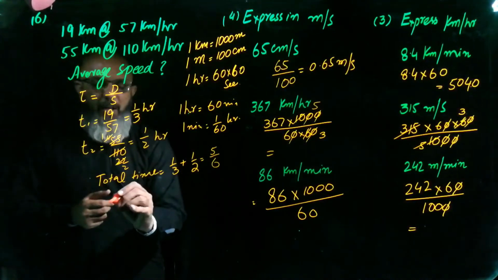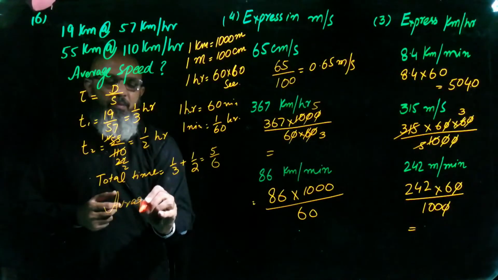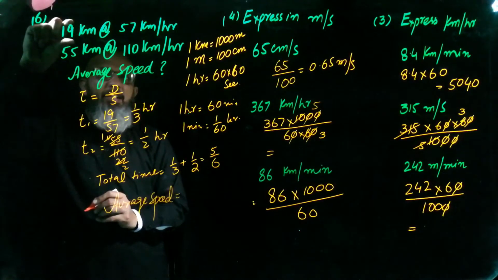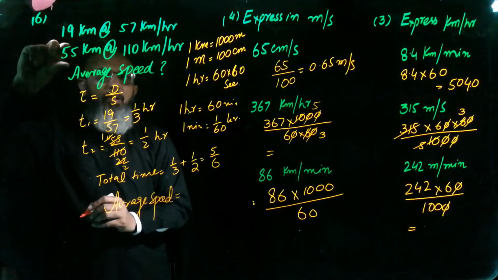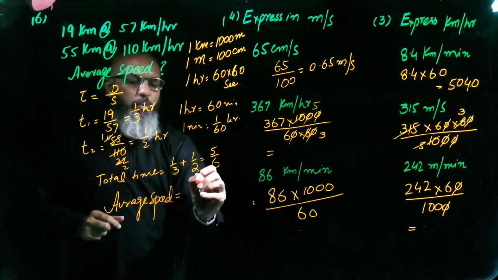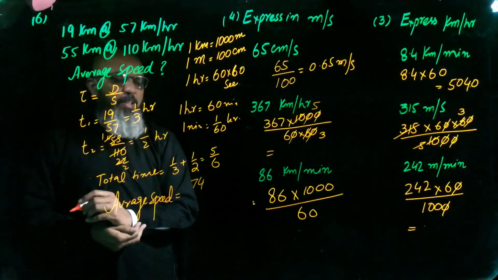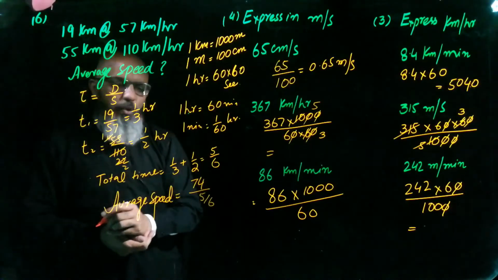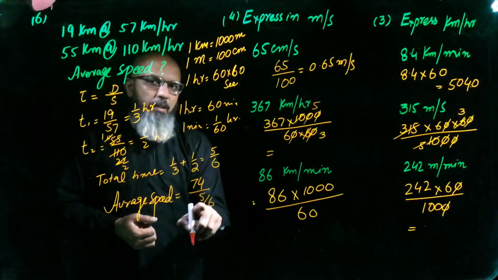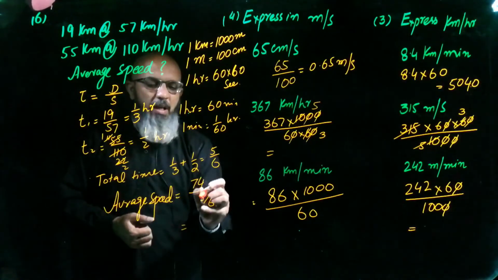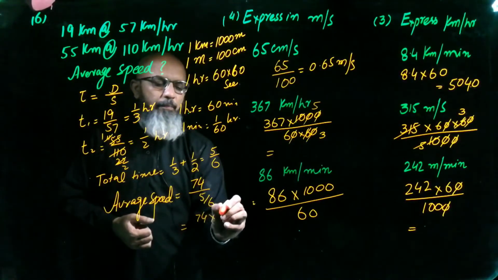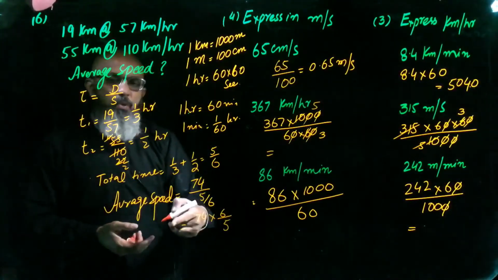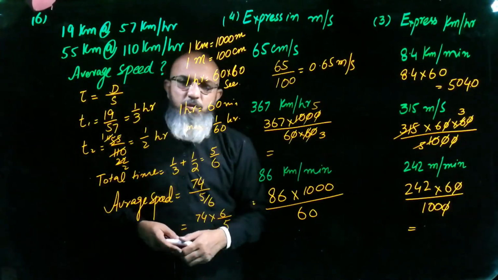So now what is your average speed? What is your total distance? Total distance is 19 plus 55. So your total distance is 74 kilometer and divided by 5/6, right? So now fraction form in the denominator, so it means it will come in the reciprocal when you are going to multiply, that is 6/5. So now you can multiply and divide and get your answer in fraction form.